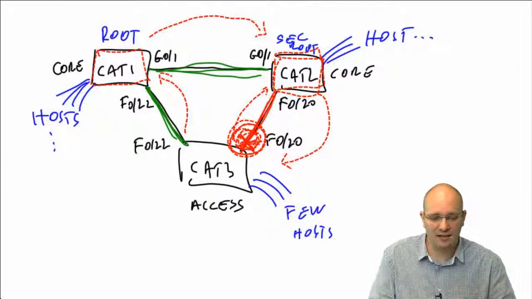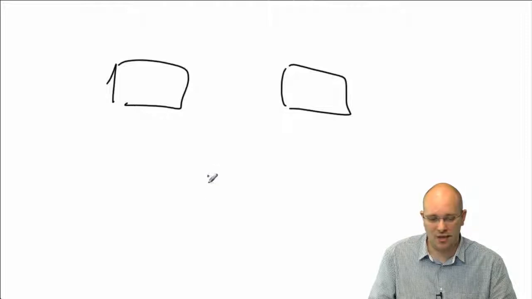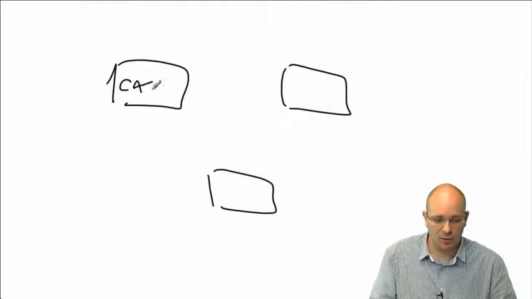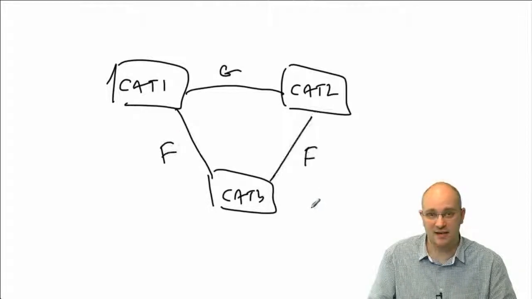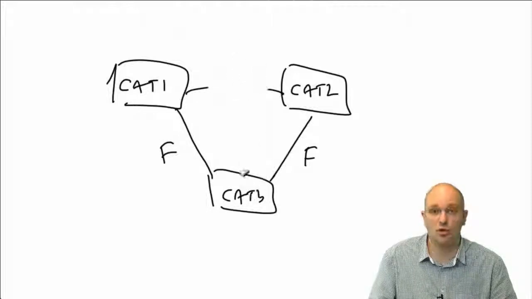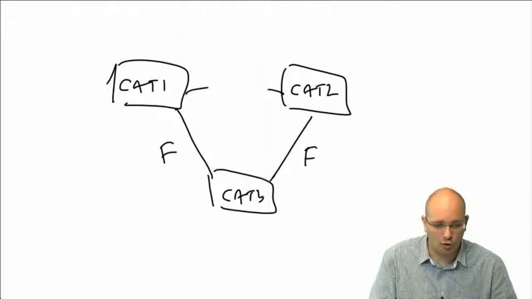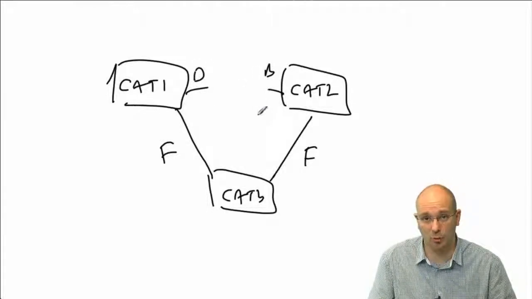So if Cat3 claims to be the root, the resulting spanning tree topology is going to look like this. So I'm going to have Cat1, Cat2, Cat3. Remember, this here is the gigabit link, this here is the fast Ethernet link, and this here is the fast Ethernet link. But the actual active topology is going to be like this. And what's going to happen most likely is that this becomes the designated port and this becomes the blocking port.